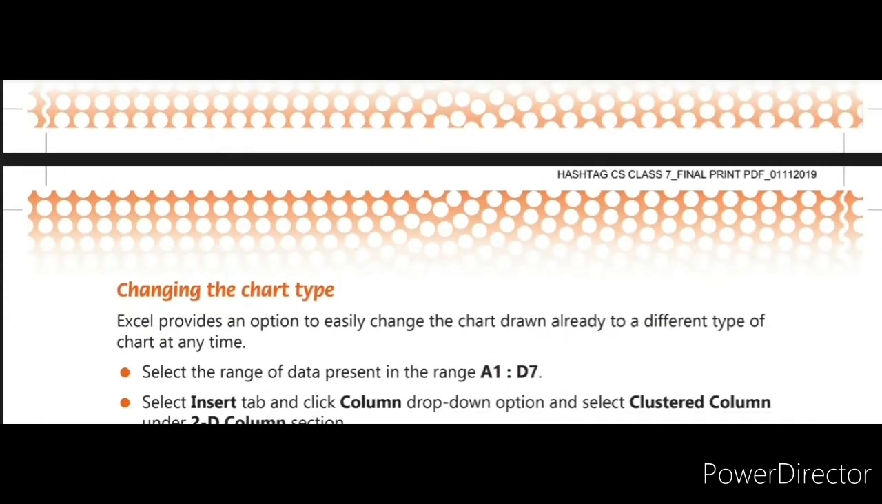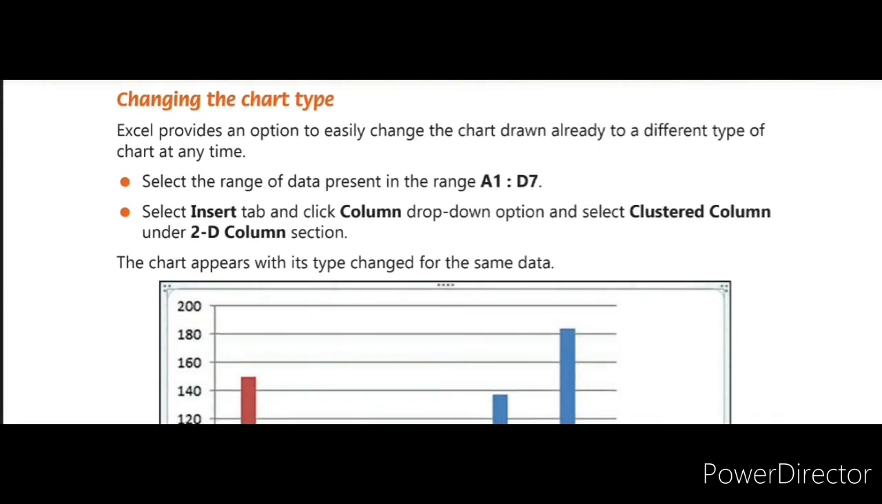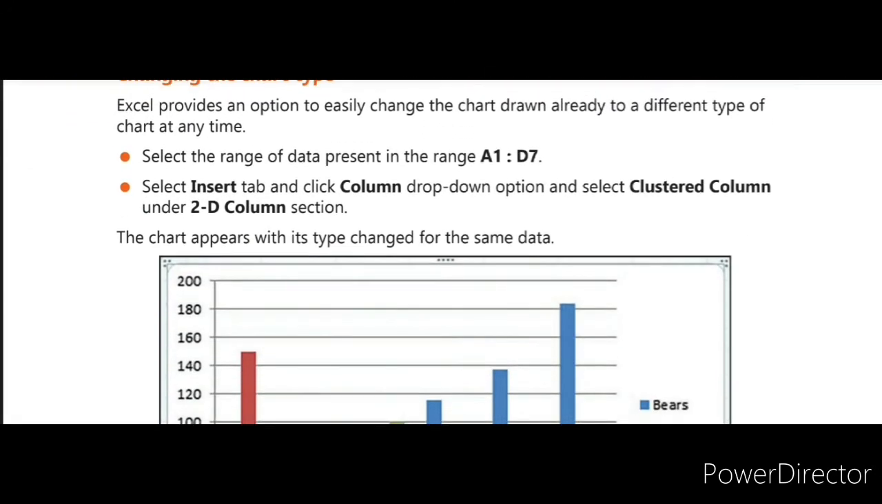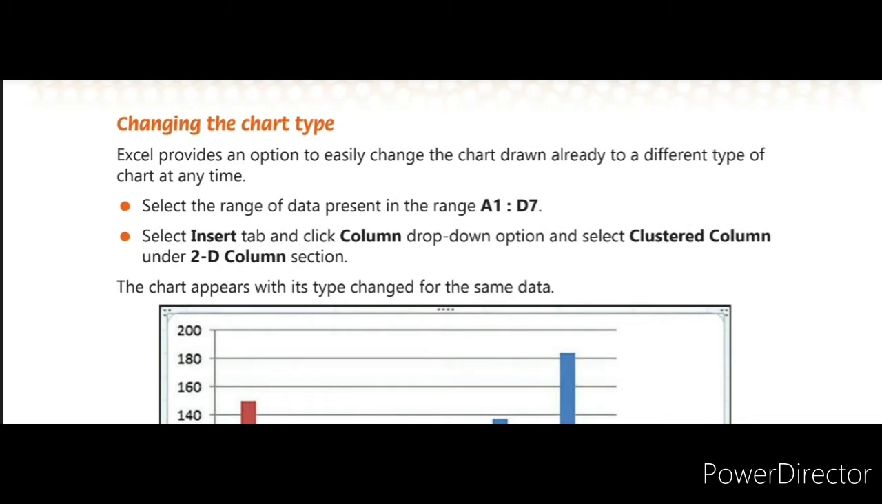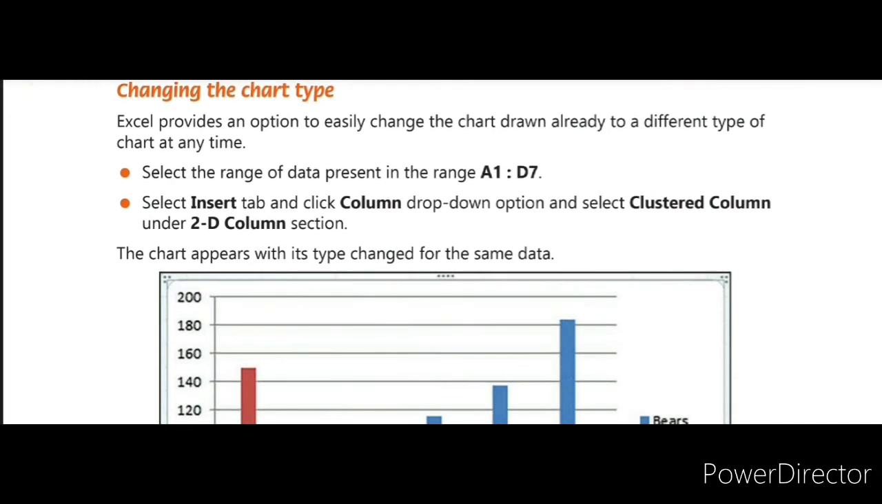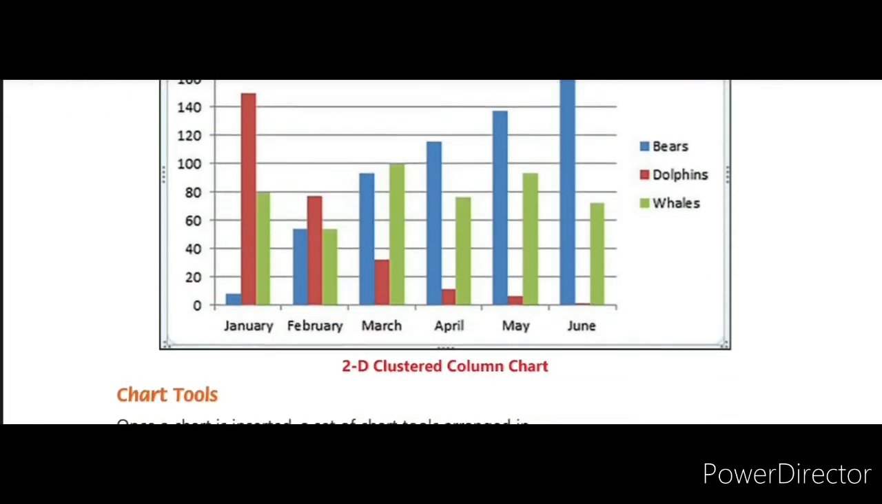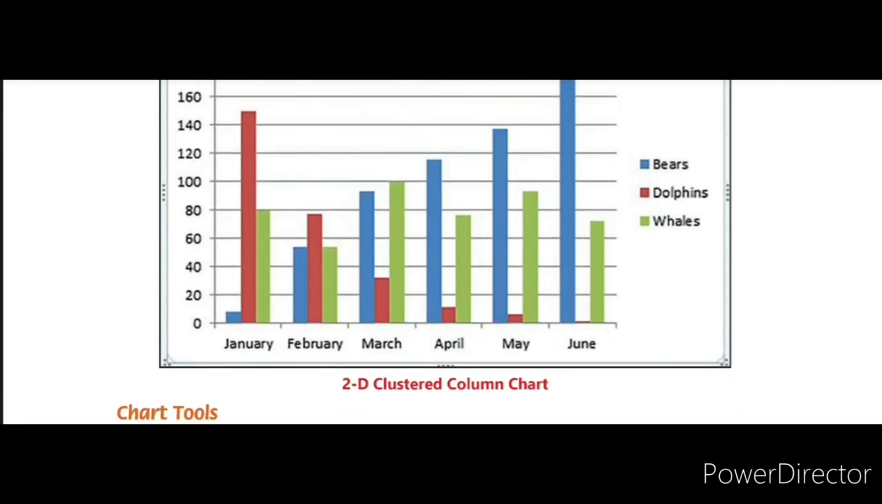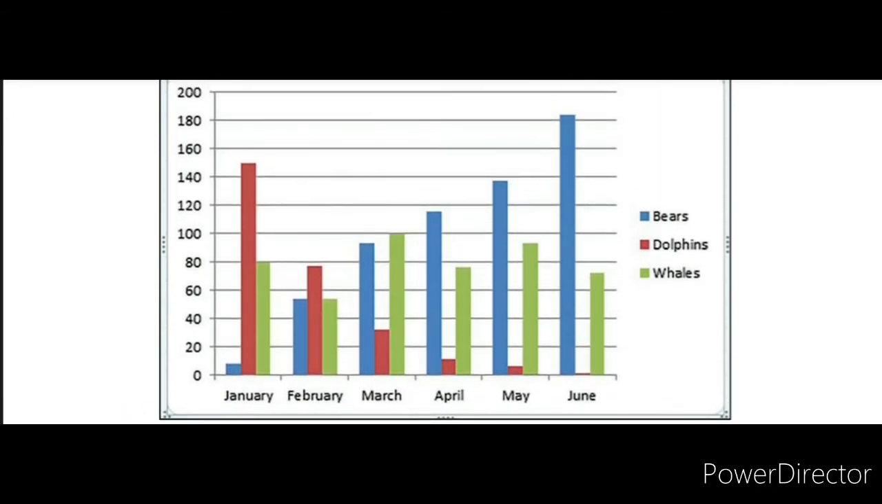Next we have seen how to change the chart type. In this example we have selected the clustered column chart under the 2D column section. Excel provides an option to easily change the chart type. This is how your 2D clustered column chart will appear.